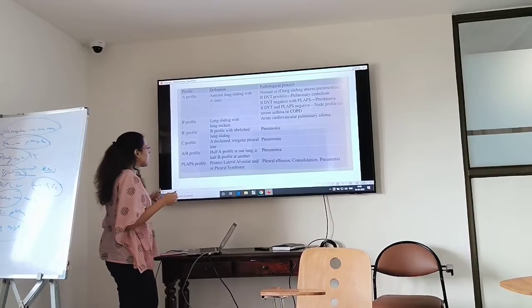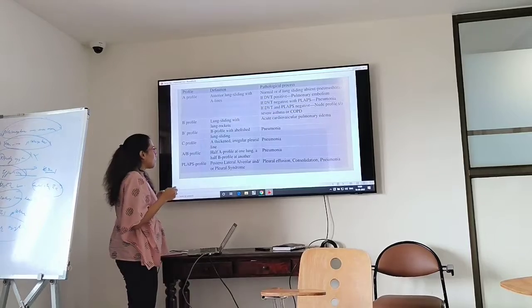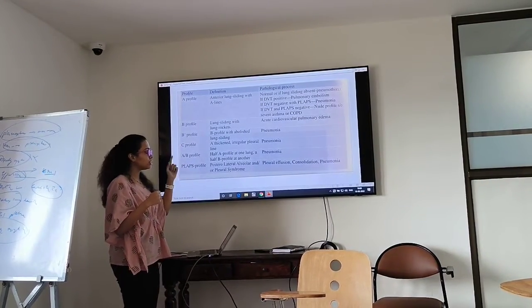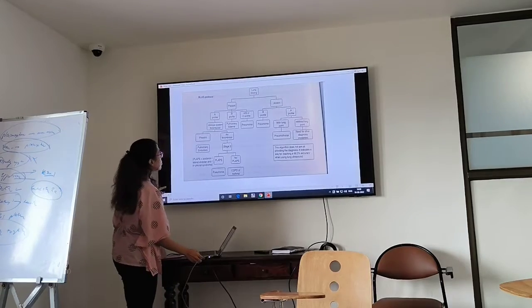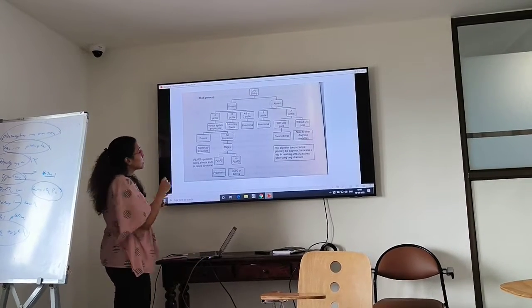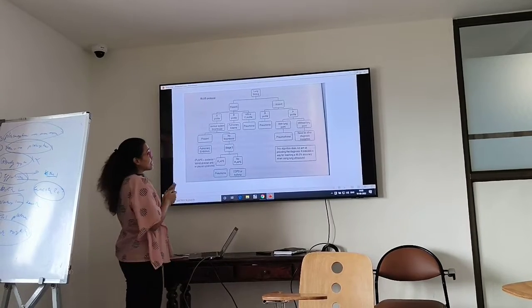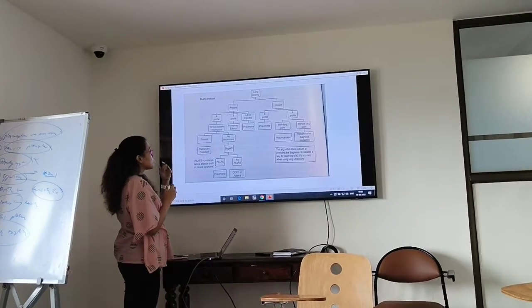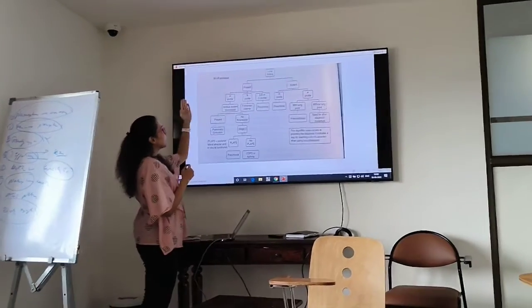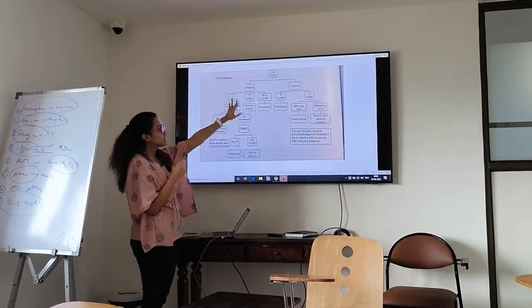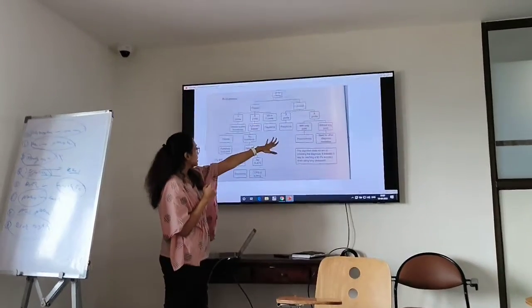Then the PLAPS profile, that is posterolateral alveolar and or pleural syndrome, we could be dealing with pleural effusion, consolidation, pneumonia. There is a tabular form of this. So basically, what do we first see? We first see whether lung sliding is present or not. Supposing it's present, then we divide it into A profile, B profile, A/B profile or C profile. If it's absent, we see B prime profile as well as A profile.